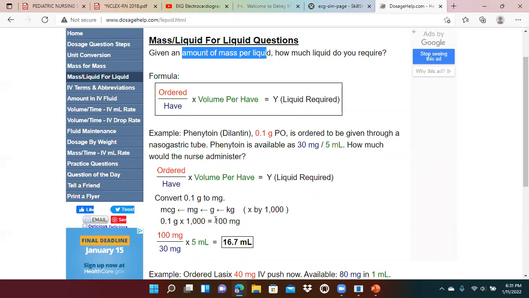So the doctor's order is 100 milligram phenytoin, medication in hand is 30 milligram, and it is liquid. So multiply by the volume per hand, which is 5. We are allowed to use the calculator during the exam, so we can use it. So 100 times 5 divided by 30 should be 16.7 milliliter. This is how much the nurse would administer.